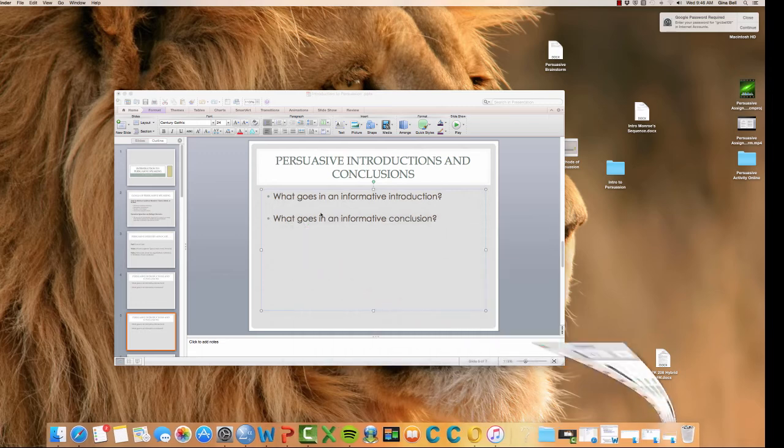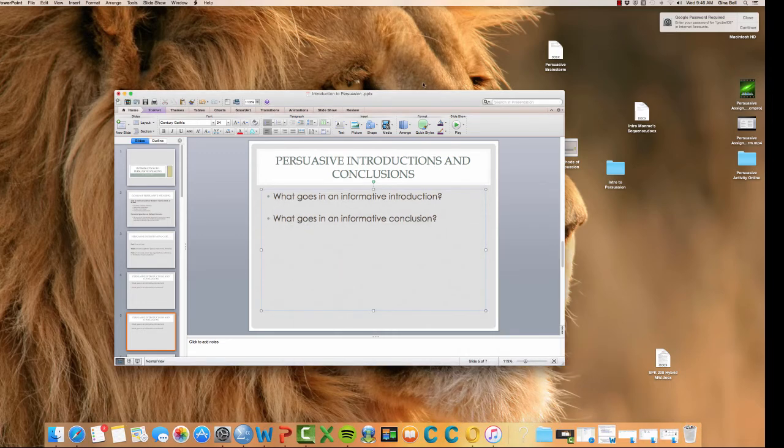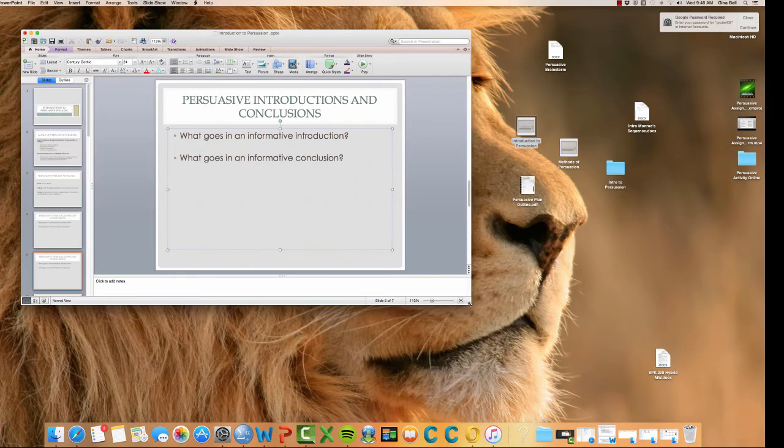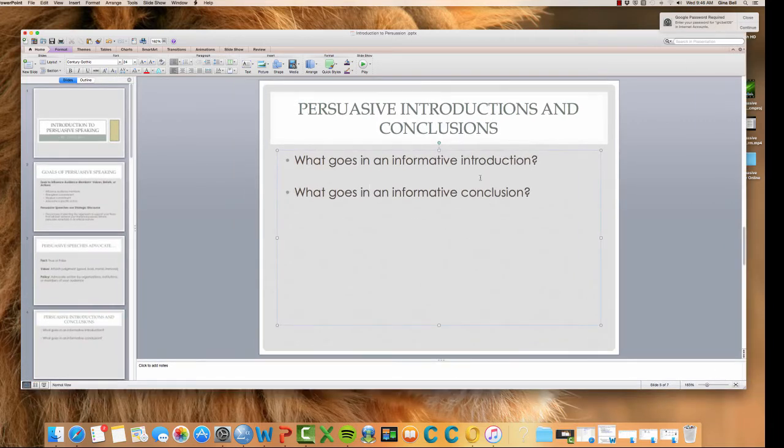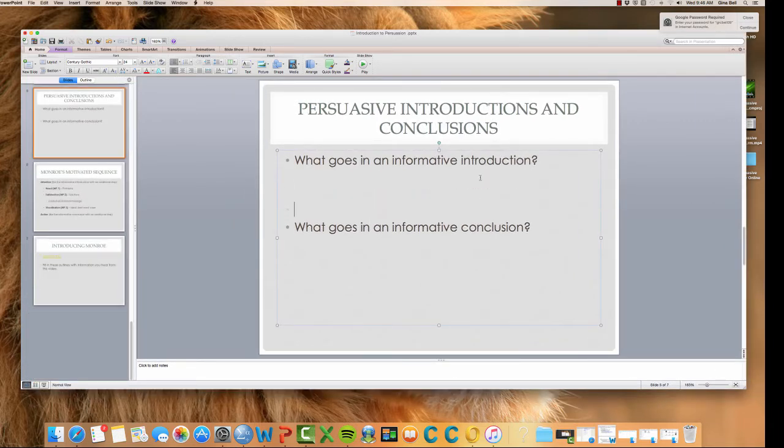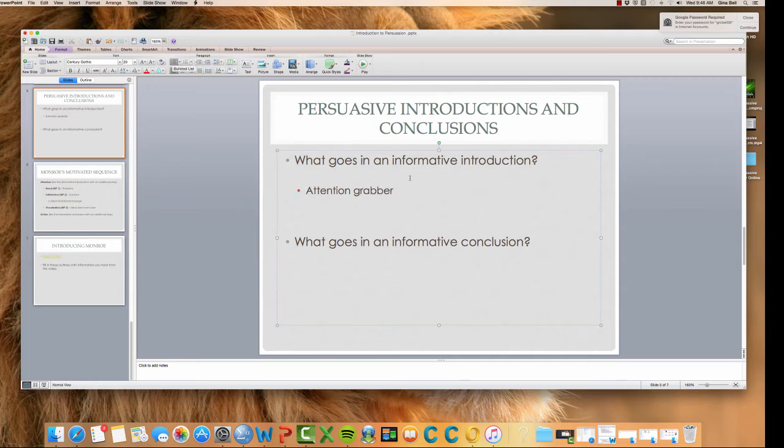So for an informative introduction, there are probably several things that you would do. So let's start with what goes into an informative introduction. In an informative introduction, we have an attention grabber. So we're seeking to get the audience to be involved in what it is that we're sharing, and we want them to stimulate initial interest on the topic.